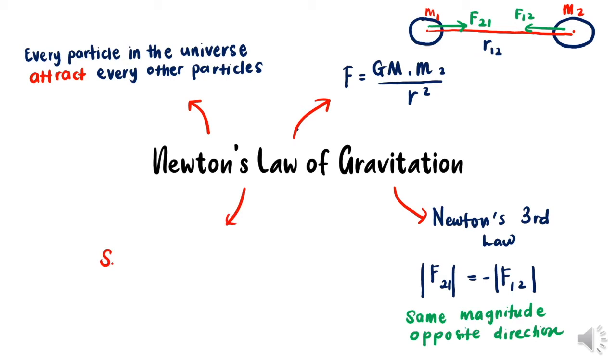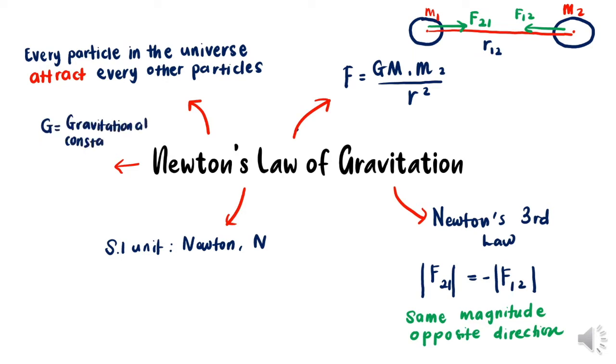Next, the SI unit for Newton's law of gravitation is Newton, that is N, as Newton's law of gravitation refers to force. And G given in the equation represents the gravitational constant, that is 6.67 × 10^-11.